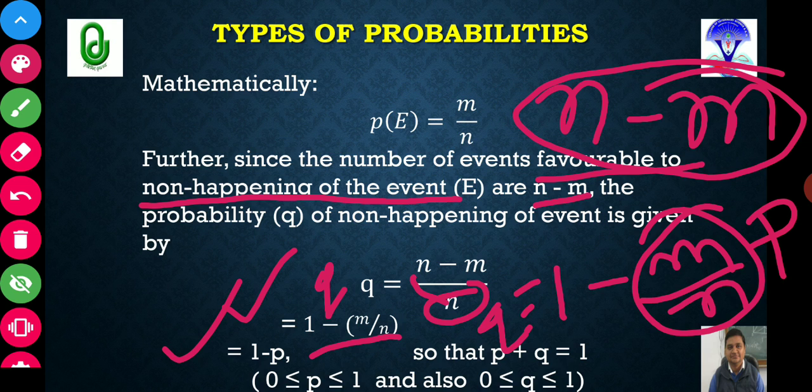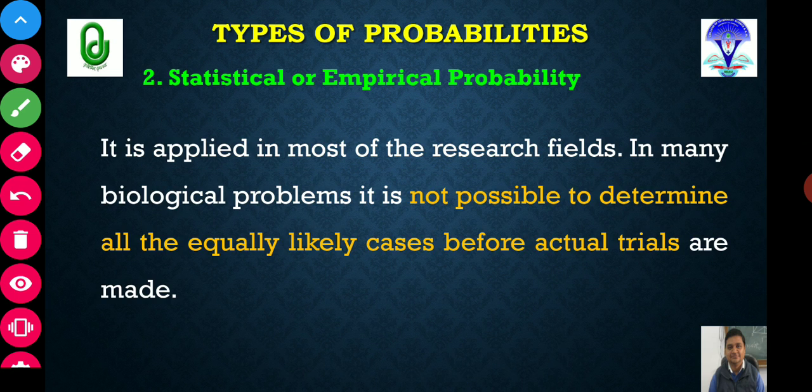So now you can say 0 is less than or equal to P is less than or equal to 1, and also 0 is less than or equal to Q is less than or equal to 1. That means the range of probability is always 0 to 1. It will never exceed 1 and it will never go below 0. So this is about the mathematical concept of a priori probability or mathematical probability.